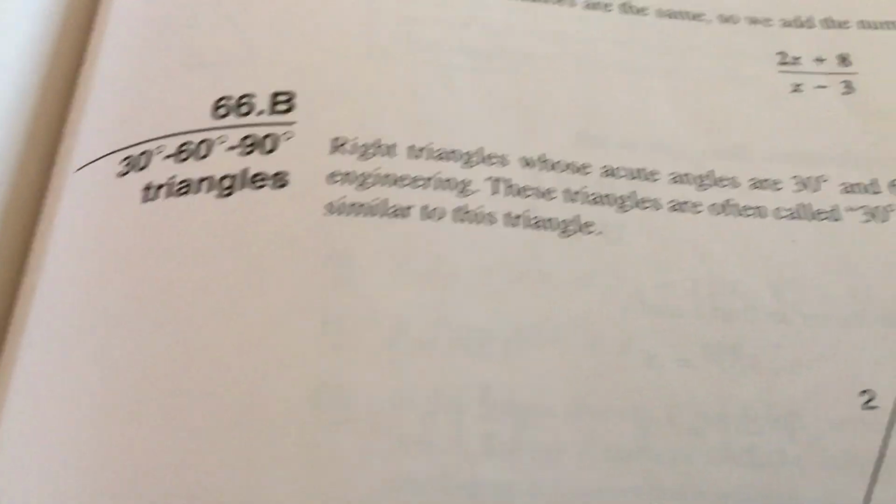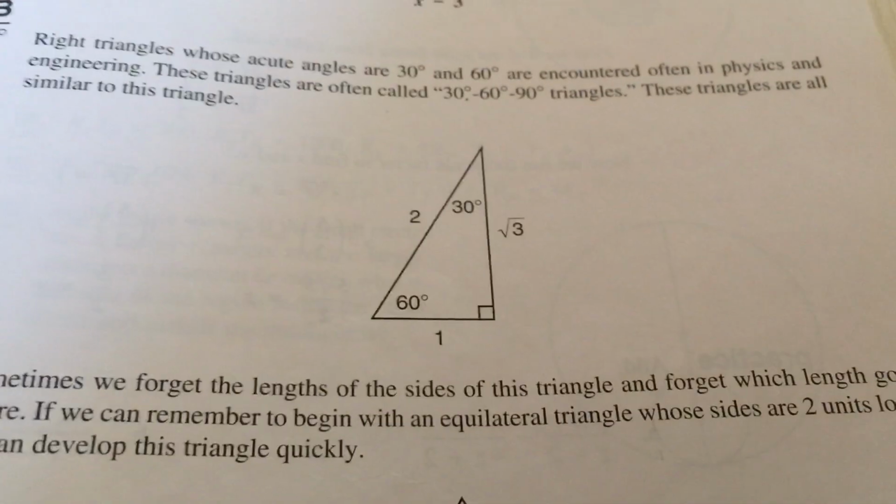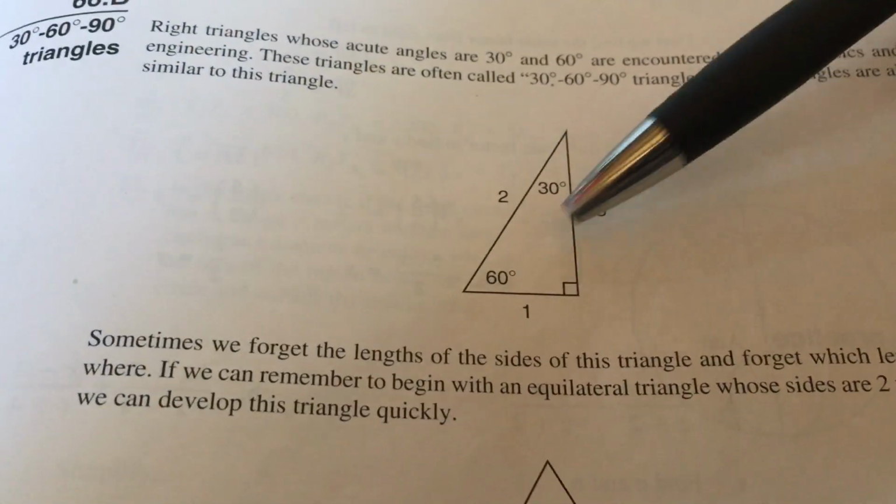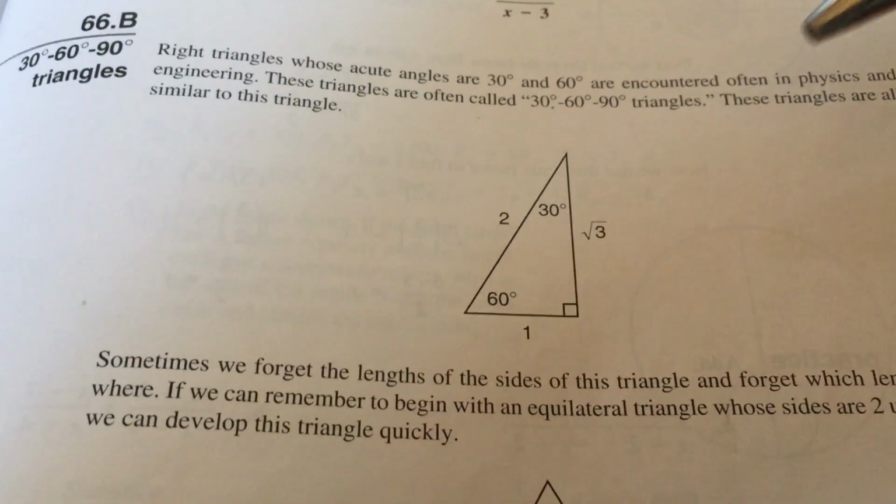Let's go, and I think we've got time, and look at the 30, 60, 90 triangles. 30, 60, 90 triangles are triangles that have a 90-degree angle, a 30, and a 60-degree angle.